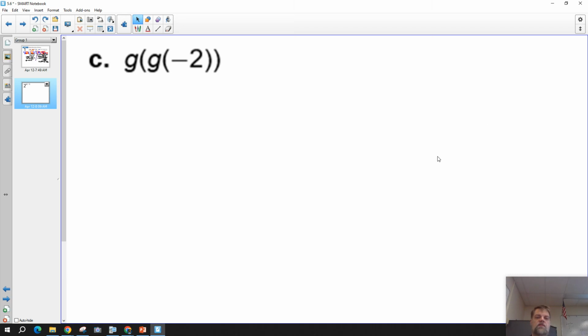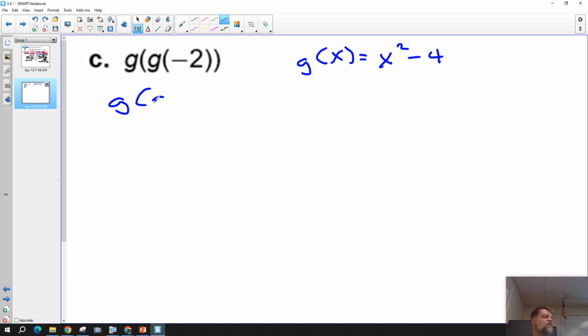So just to remind you guys, we have this last part. Can you put g inside of g? Yep. So remember, based on your notes, g of x is equal to x squared minus 4. So how do we do this? g of g of x.